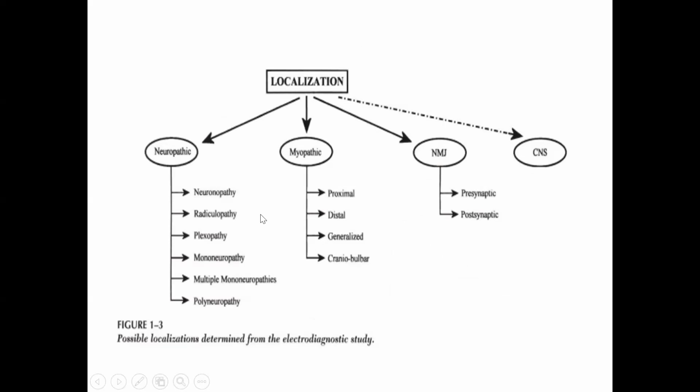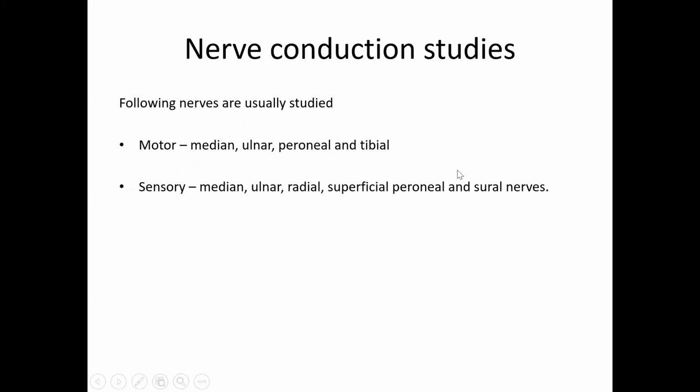Also, from the nerve conduction study along with EMG, we can diagnose whether it's a ganglionopathy, radiculopathy, plexopathy, mononeuropathy, or polyneuropathy. And of course, EMG helps with other structures, and RNS helps for the neuromuscular junction.